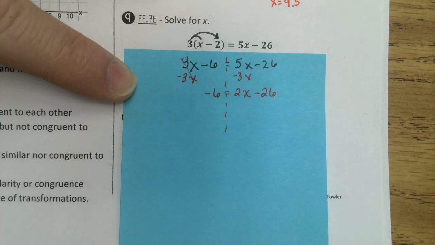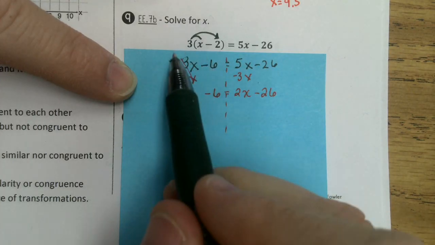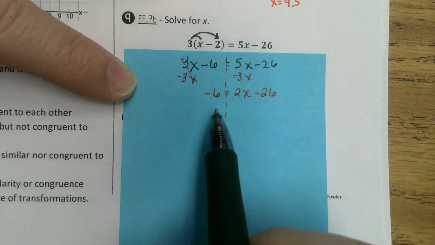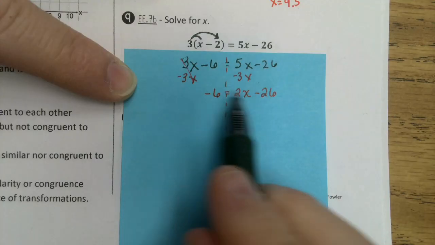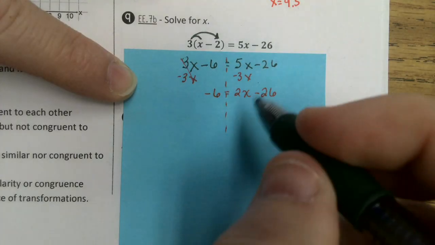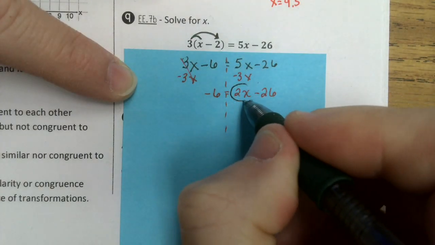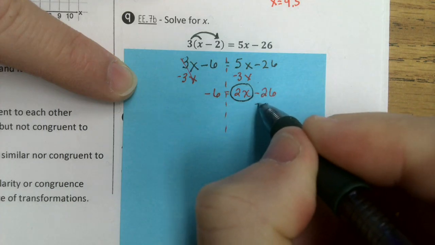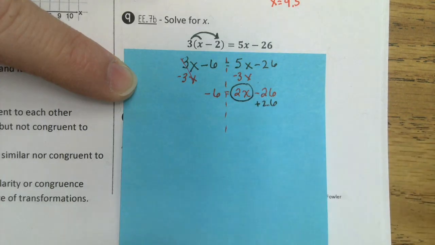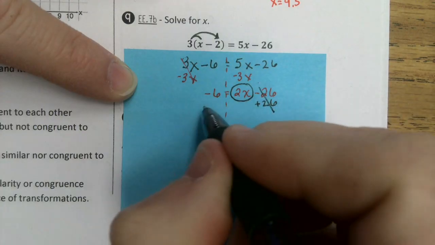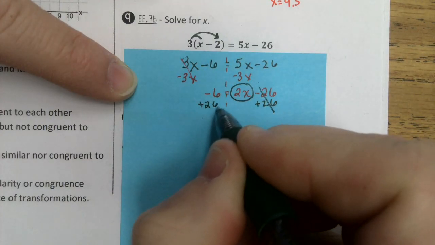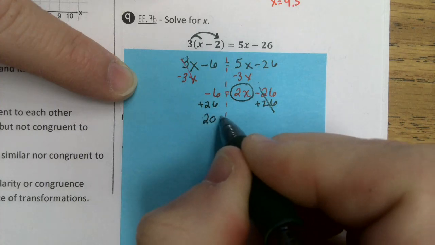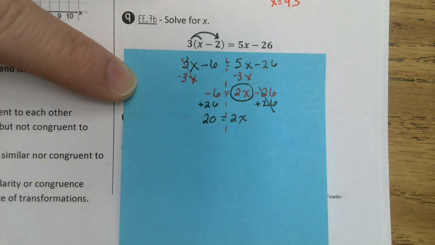So I've got my variables on one side. Notice each step of the way, I'm trying to make this complex equation a little bit easier. I've taken this down and made it a two-step equation, which we've been solving for a couple of years now. So how do I solve a two-step equation? I get my variable term by itself by undoing addition subtraction. To get rid of minus 26, I add 26 to both sides. And I get negative 6 plus 26, positive 20, is equal to 2x.